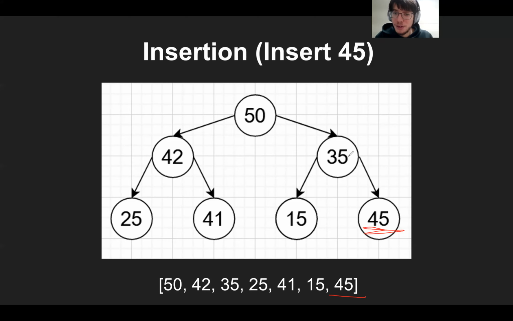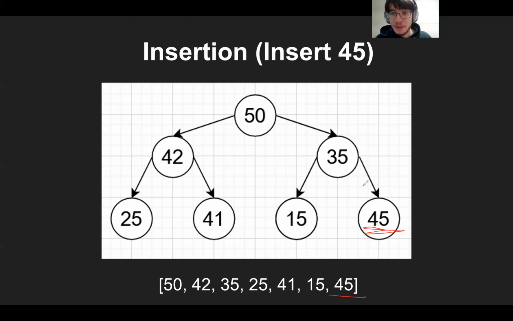So if it's a complete tree, the next available place before was just the right child of 35. Because you have to add 45 as a leaf, but as far left as possible. And that's right here, to the right of 35. Okay, so this is the tree representation, insert 45, but it's not a valid heap.